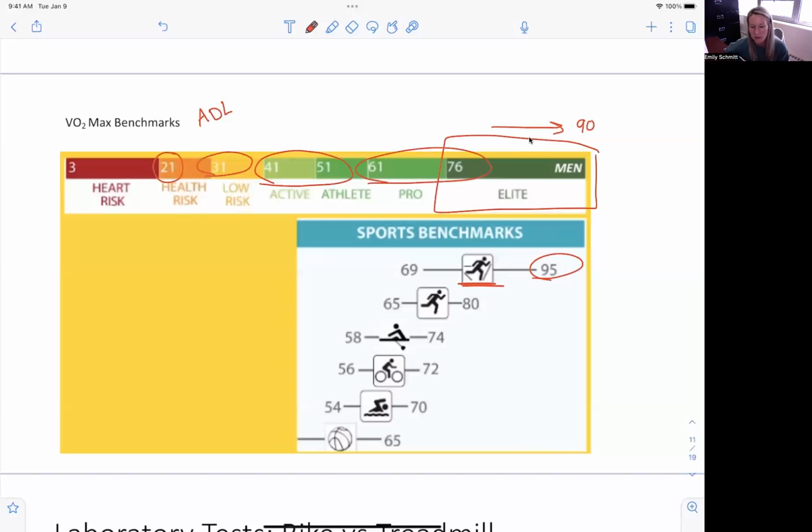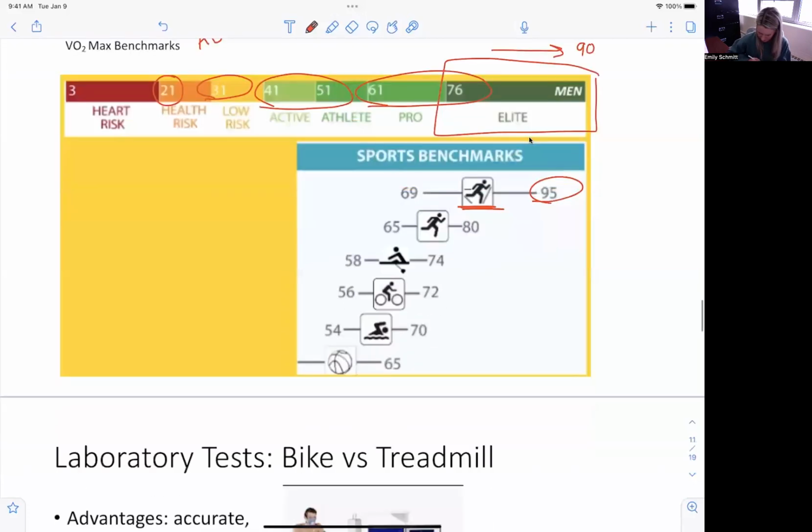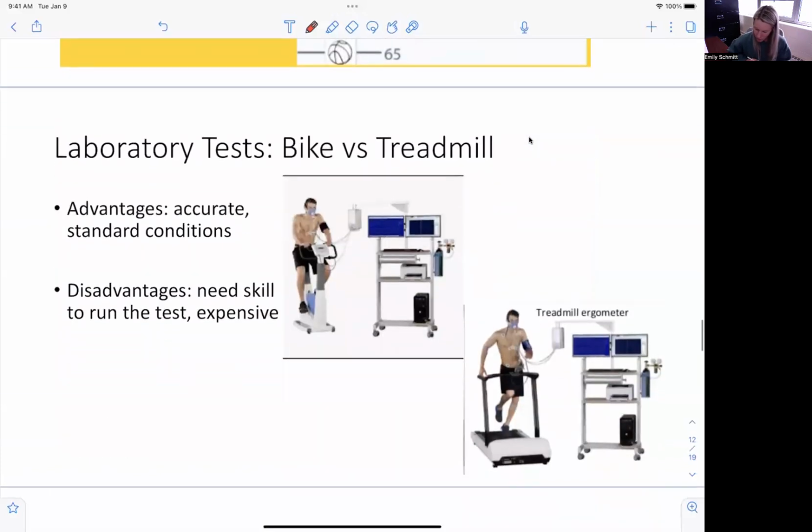So this is just to give you a little bit of an idea of our VO2 max numbers and benchmarks for certain activities. There are several ways to test this. The video that you watched prior to this lecture obviously showed you the treadmill. You can also do the bike as well. I am a runner, so my VO2 max on the treadmill will be higher than it will on the bike. I don't like the bike. I'm not very good at cycling.